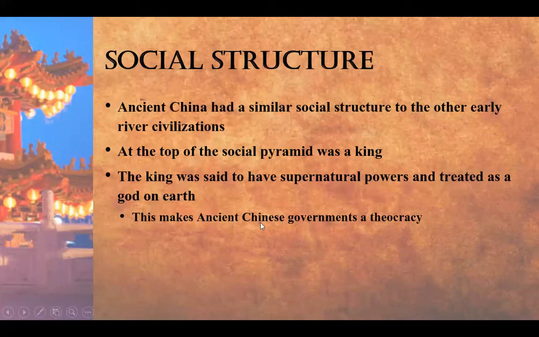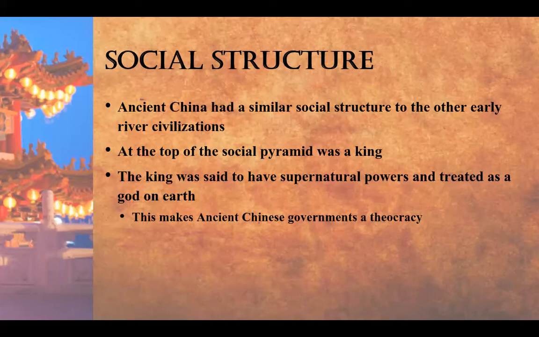The social structure of ancient China. We've talked about how every civilization develops an organized way of grouping the people that live in their society. And they organize it in what we call a social pyramid, which is, again, one of our bellwork words this week, where you have the king at the top and you have everybody else in the middle, or below. The king is said to have supernatural powers. And just like ancient Egypt, where the pharaoh was kind of seen as a god on earth, in ancient China, the king and then eventually the emperor is seen the same way.